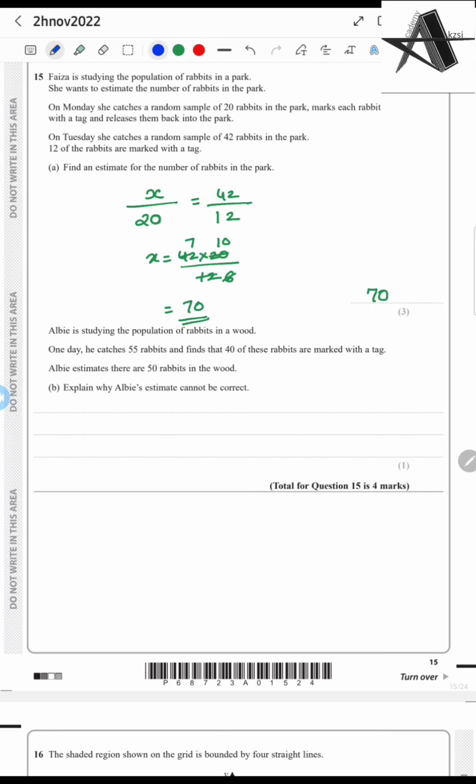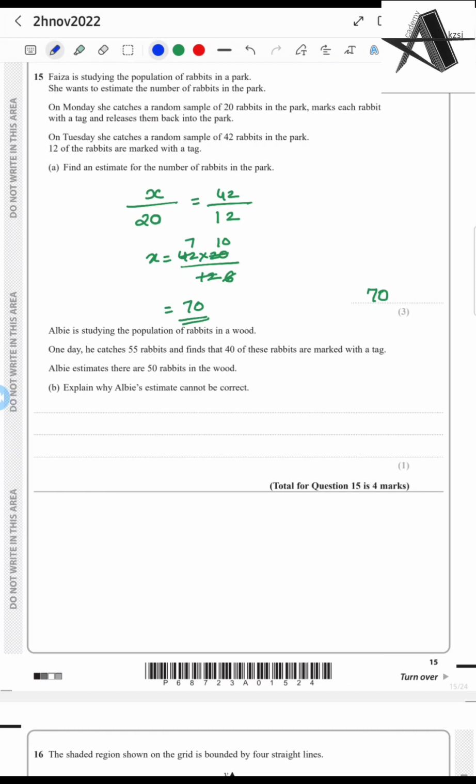LB is studying the population of rabbits in a wood. One day, he catches 55 rabbits and finds that 40 of these rabbits are marked with a tag. LB estimates there are 50 rabbits in the wood. Explain why LB's estimate cannot be correct.